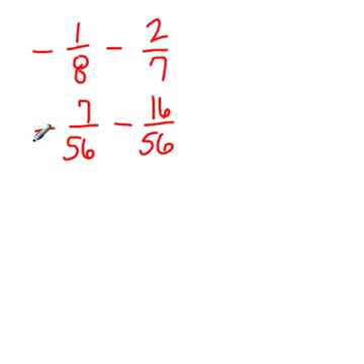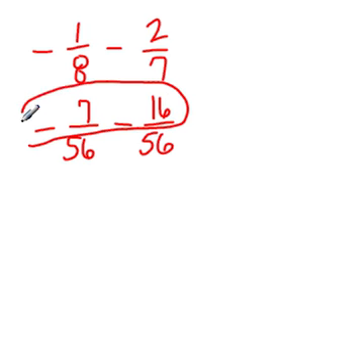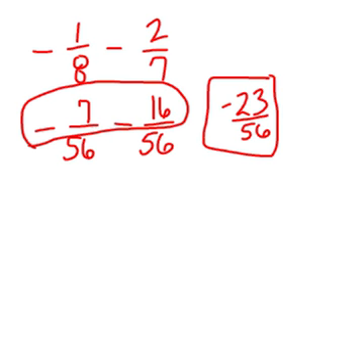So now I am really only mainly interested in all of this up here, because the 56 is going to stay. That's going to be the number on bottom because they're the same now. Negative 7 minus 16. Since the signs are the same, we're going to add the numbers and we keep their sign. If possible, we want to see if they reduce, and in this case 23 and 56 do not reduce, so this is my solution.